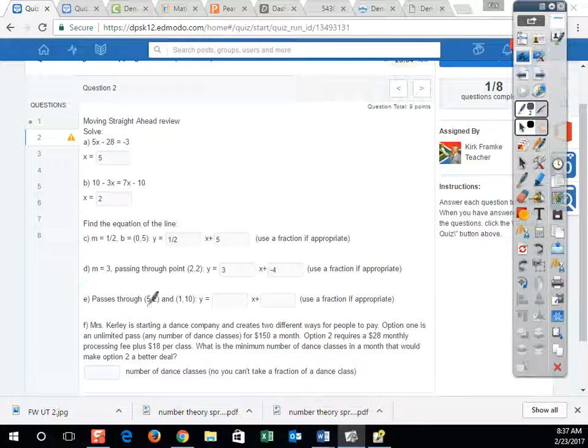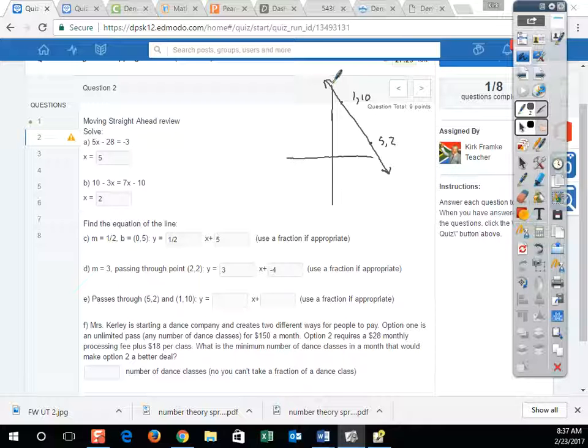Now we have a line that passes through these 2 points. This is significantly more challenging, and there are a couple ways that I could do this. The first one is I could take a grid and I can graph it. (5, 2) is going to be somewhere over here. (1, 10) is going to be way up here. And I could connect the dots and I could find my slope and y-intercept.